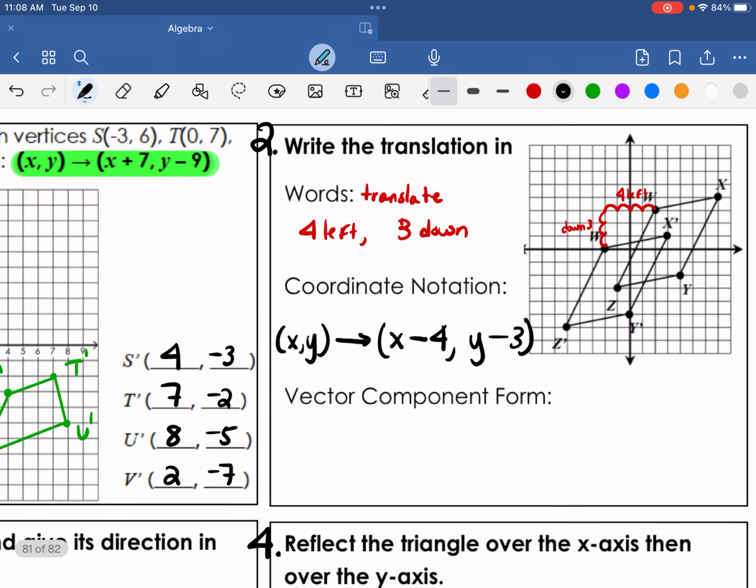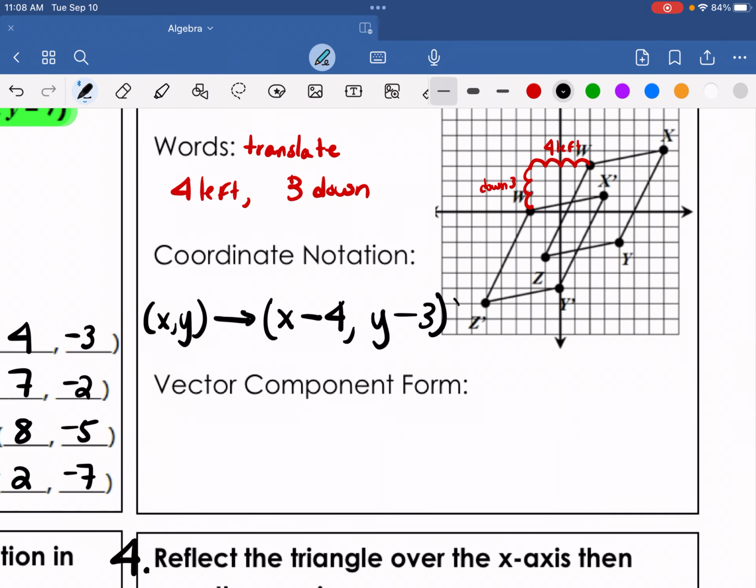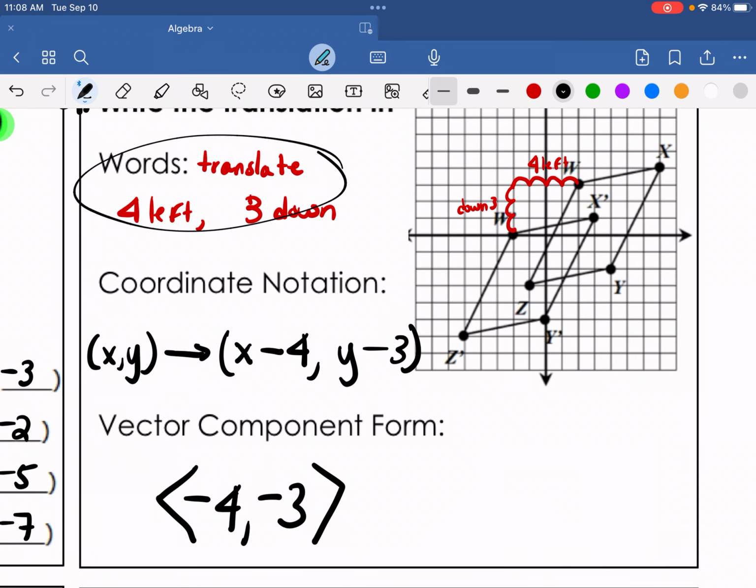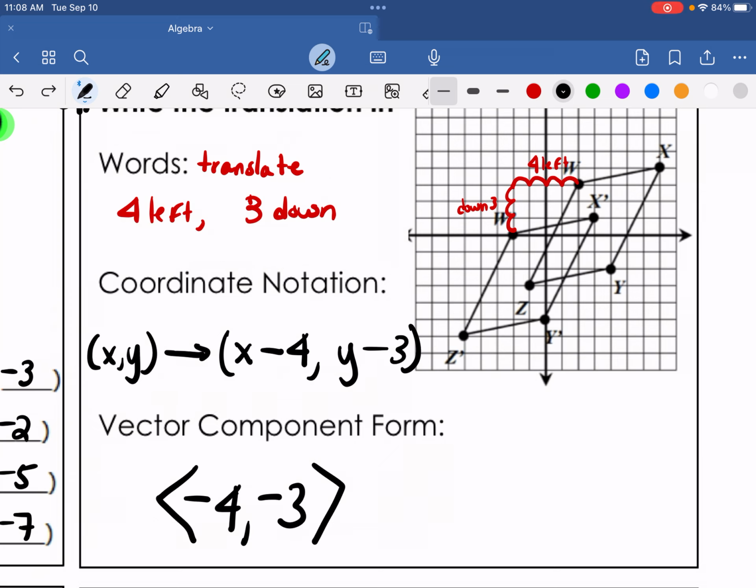And that's coordinate notation. Vector component form is written in a different way. Vector component form is when we have those straight brackets. And again, the first number should be right or left. So we went left 4, negative 4, and down 3, negative 3. Okay, all these are saying the same thing. Coordinate notation says the same thing. Vector component form says the same thing. But they're just different ways to say it. We say it in words, we say it in coordinate notation, and we say it in vector component form.